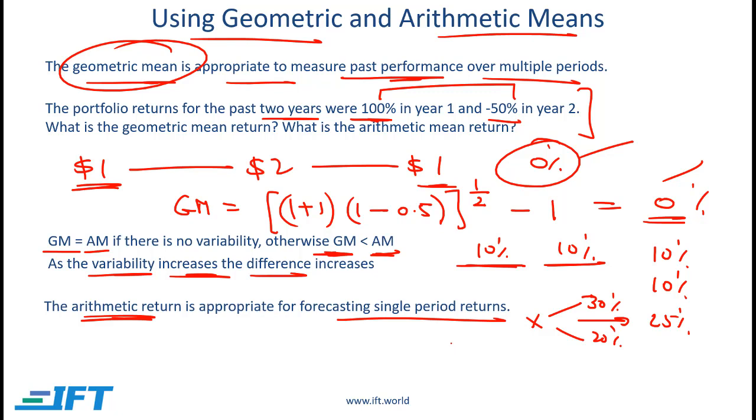Another situation is that we have two stocks in a portfolio, stock A and B. The expected return on A is 30%. The expected return on B is 20%. So the expected return on the portfolio, assuming equal weightage of A and B, would be the arithmetic mean of these two, which is 25%.